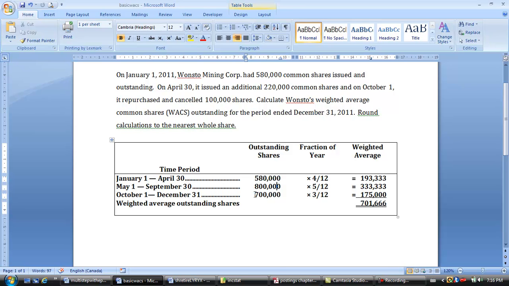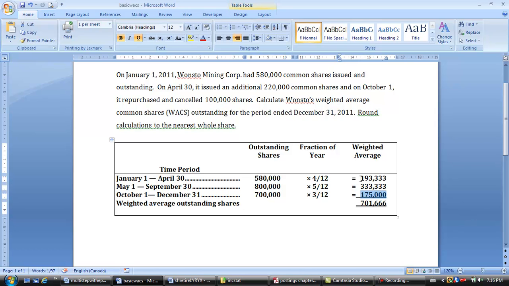So for how long did I have 700,000 shares out there? Well, you bought 100,000 back in October. It doesn't say in the question you did anything to the end of December ever since that October 1st repurchase. So that means that 700,000 must have been outstanding for all of October, November, and December, which is a 3-month period. So we're going to calculate 700,000 times that fraction of the year, which is 3 divided by 12, in order to get 175,000 as our weighted average for that period of time.